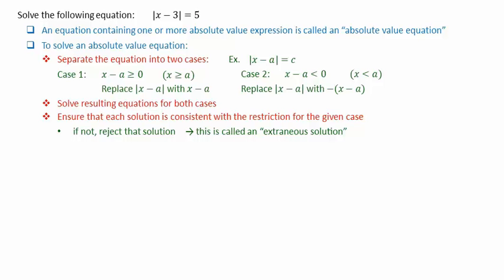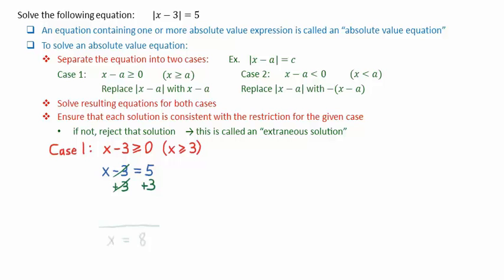For this question, absolute value of x minus 3 equals 5. The first case will be if x minus 3 is greater than or equal to 0. This corresponds to x greater than or equal to 3. For this case, our equation will simply be x minus 3 equals 5. Adding 3 to both sides, we get the solution x equals 8. Note here that 8 is, in fact, greater than or equal to 3, so this corresponds to a good solution.